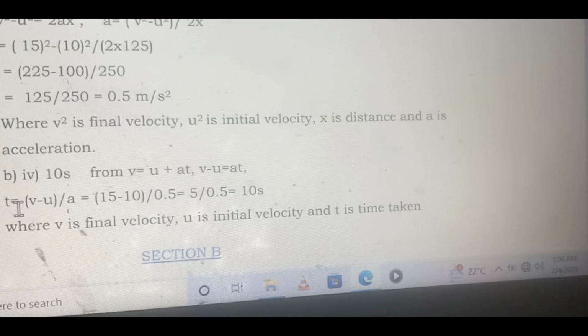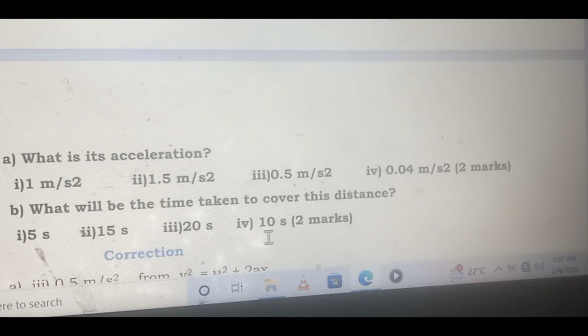As you see, we get time equal to final velocity minus initial velocity over acceleration. We use the final velocity equal to 15 and the initial velocity equal to 10, and the acceleration we calculated here. You see that we get time equal to 10 seconds. Don't forget to add the SI unit and do it step by step in order to get more marks. This means that option IV is the correct one.